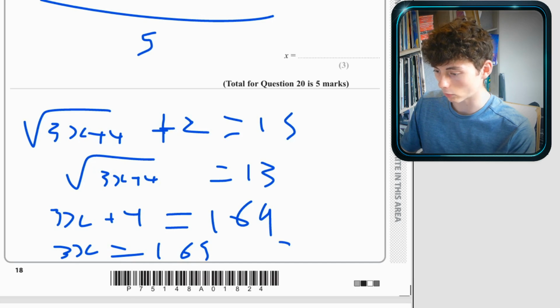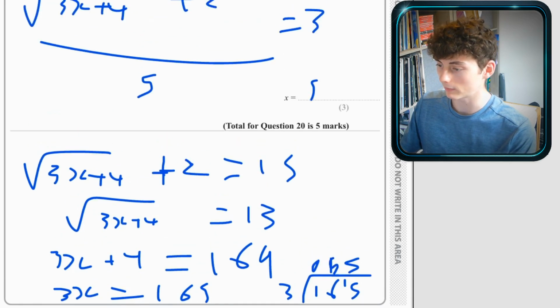Then we just shove it in a bus stop, running out of space, but we've shoved it in a bus stop. 165 divided by 3 gives us 55, so therefore x equals 55.